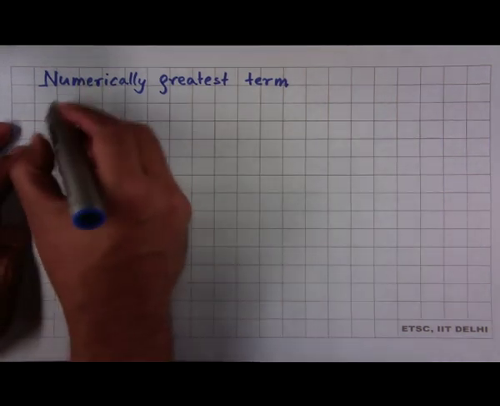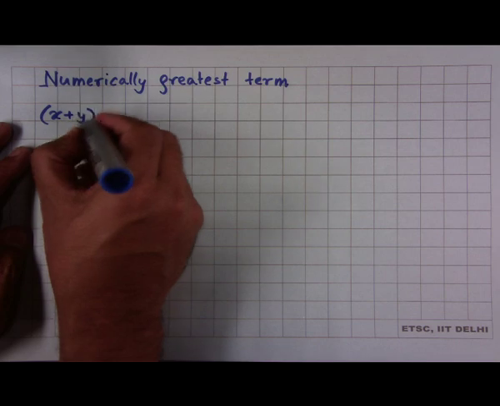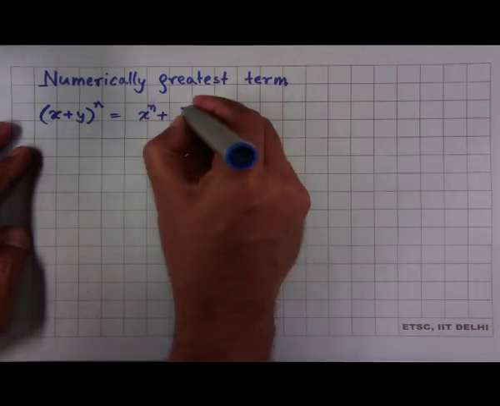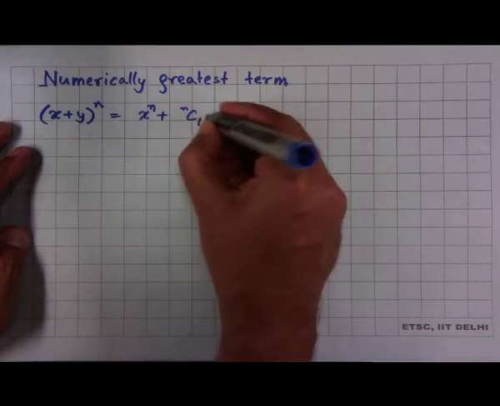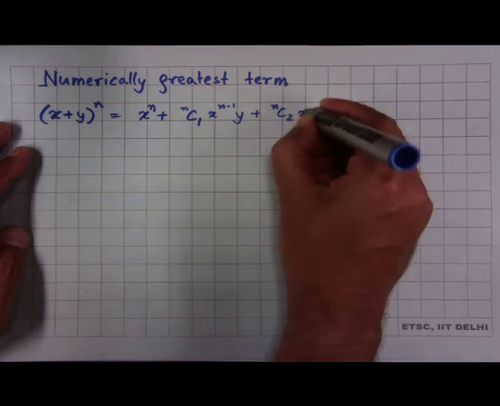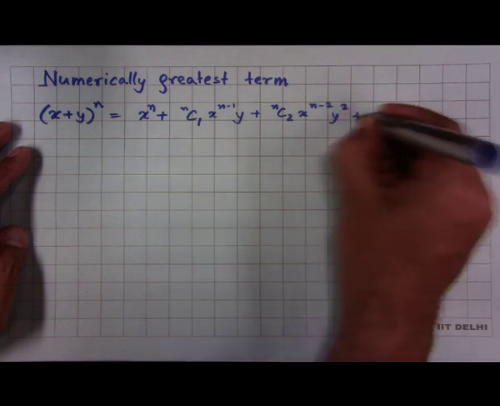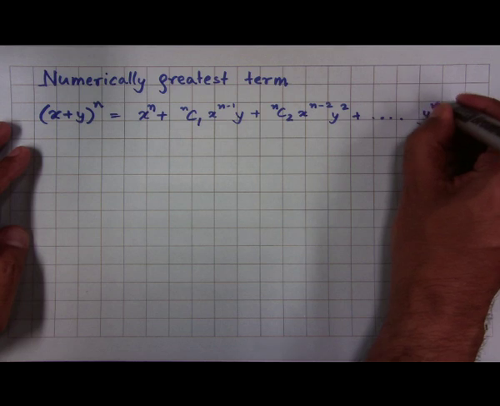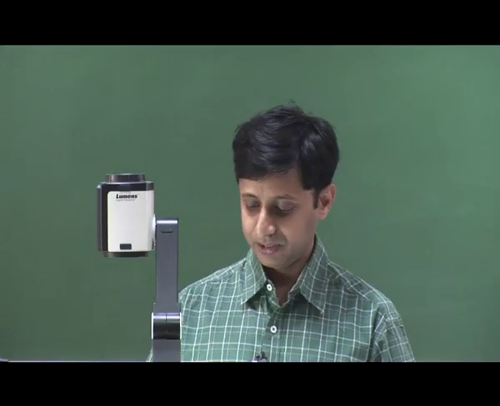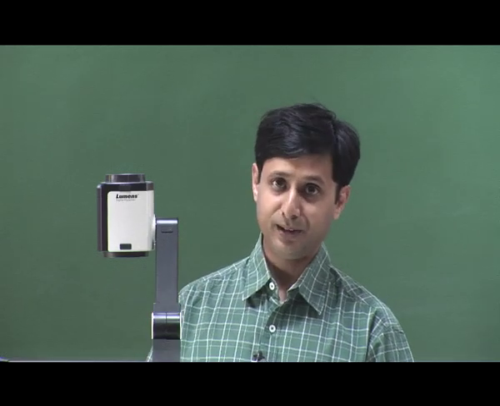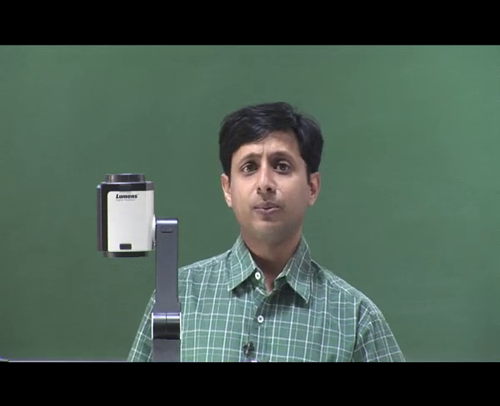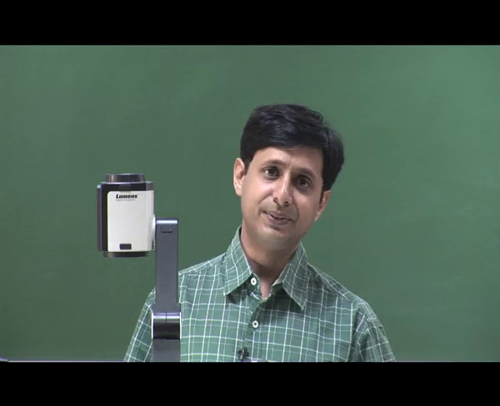So, think about this. You have got, let us say, (x plus y) whole power n, and this is equal to x power n plus n choose 1 x power n minus 1 y plus n choose 2 x power n minus 2 y squared plus dot dot dot all the way till y power n. Now, there are n plus 1 terms here, just by the way, if you did not think about it too carefully. So, which of these n plus 1 terms is numerically the largest?